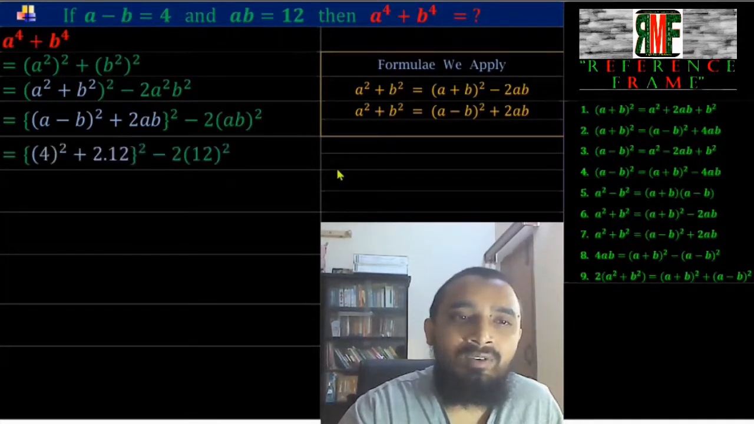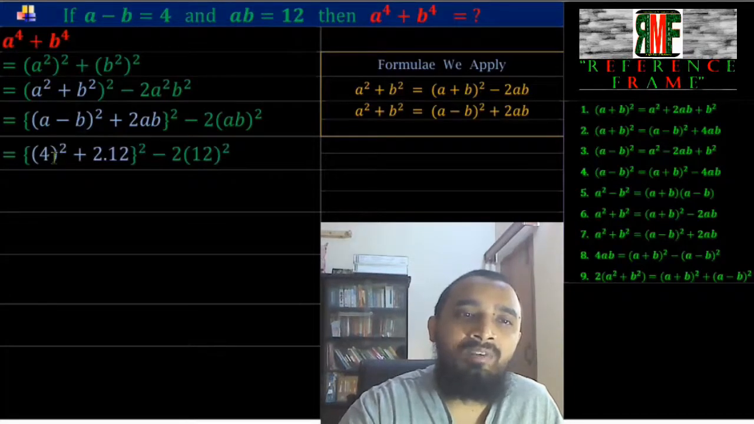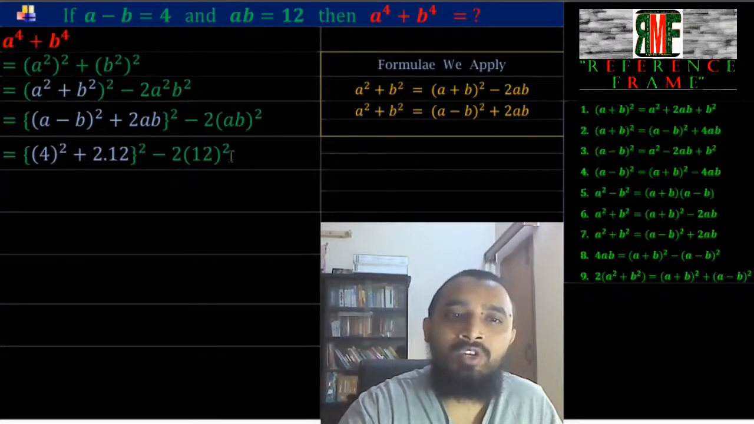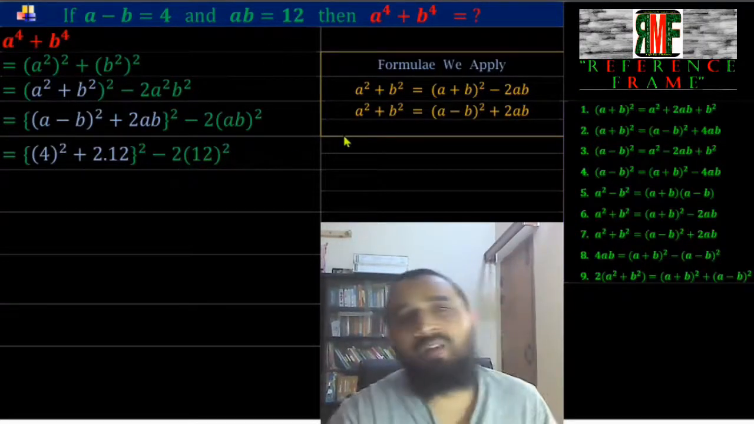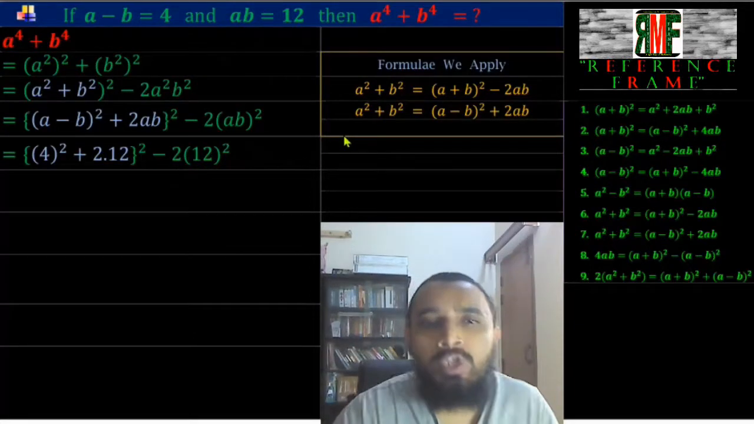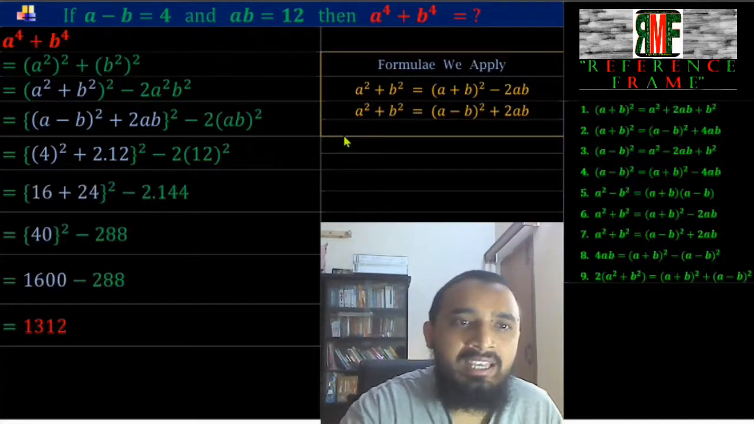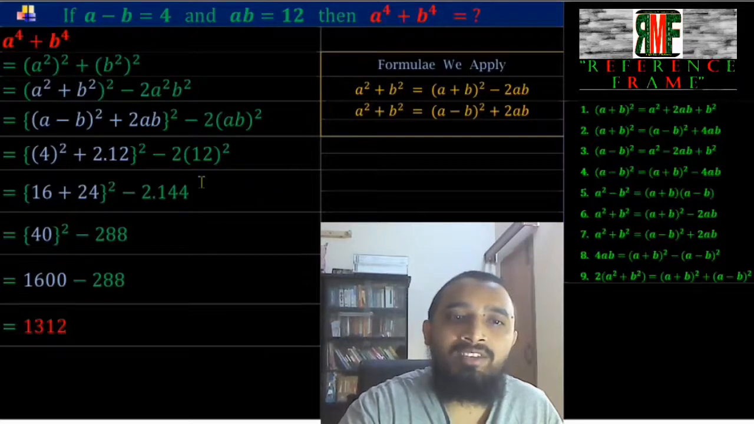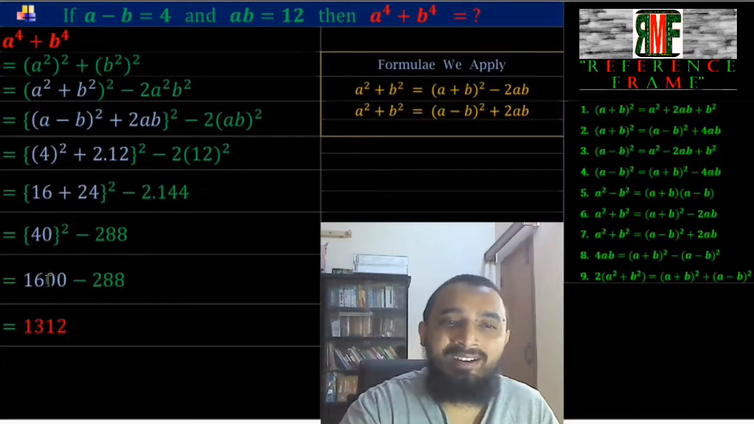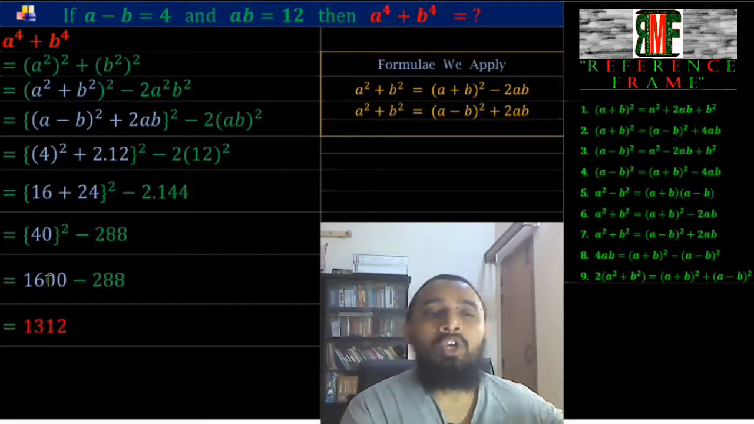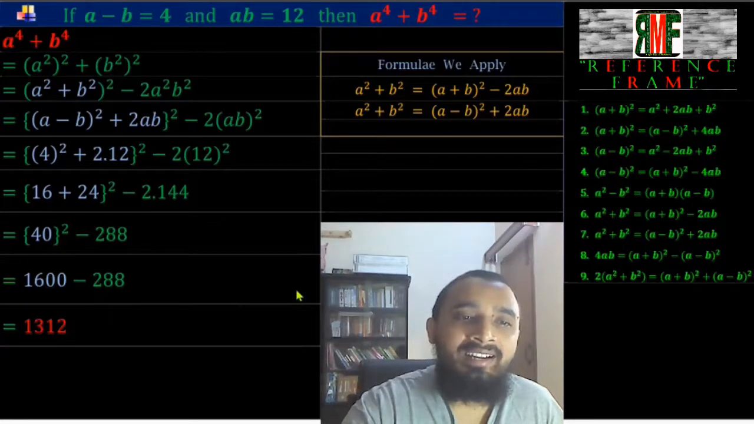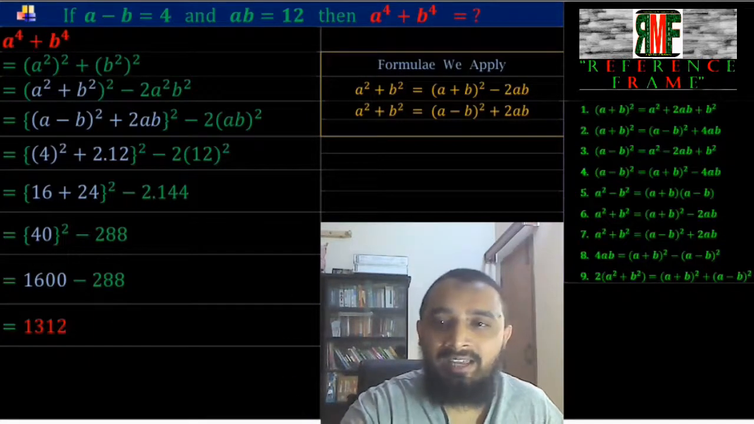Okay, let us put down the value, and instead of a minus b we get 4 square plus 2 into 12, because the value of ab is 12, minus 2 into 12 whole square. Okay, 4 square means 16, and 2 into 12 is 24. There you can see 16 plus 24, which is 40 actually, and 40 whole square minus 2 into 144, which is 288, just like the previous one. So look, 40 square is 1600, which we solved earlier, and finally we get the result 1312.